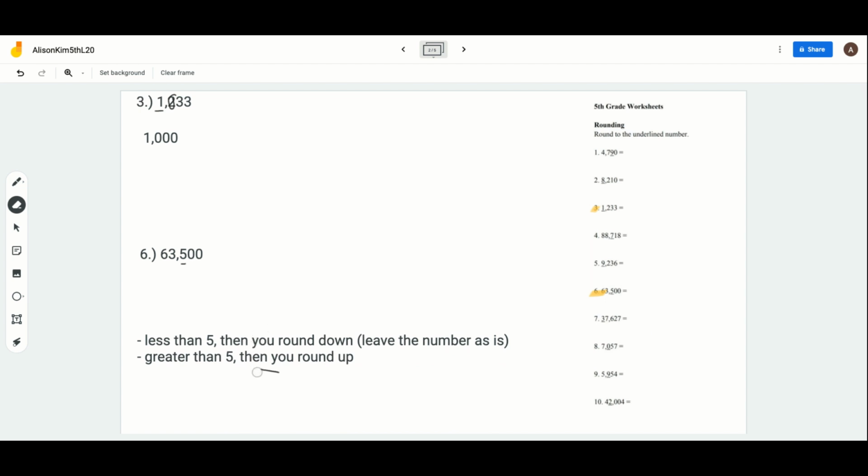Number 6 gave us 63,500, and it has the number 5 underlined, right? So we have to look at the number behind it, which is 0. When I say behind, I mean to the right of it, which is 0 over here. And we see that 0 is less than 5. So we'll round down, or just leave the number as is. So our rounded version of 63,500 will just be 63,500, because nothing changes, right? And that's our final answer. Let's highlight them. Number 3 will be 1,000, and number 6 will just be 63,500. For some of them, they will change, and for some of them, they won't change.